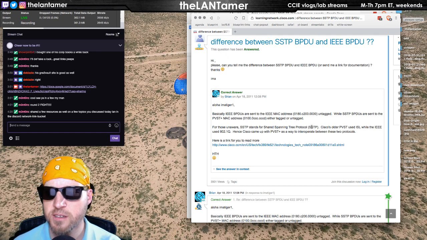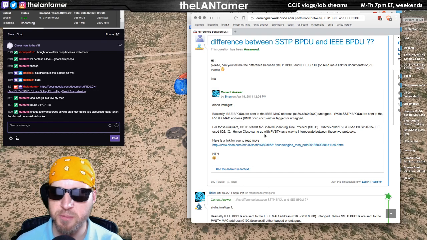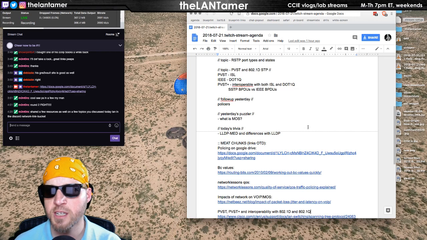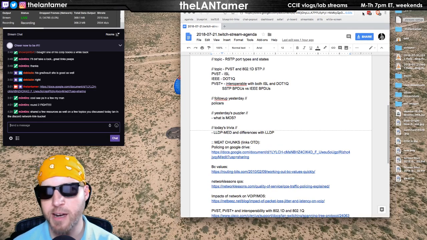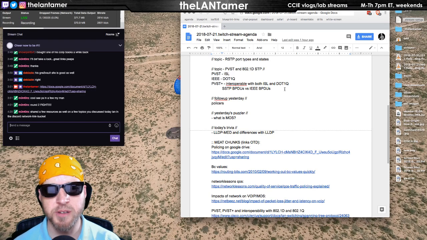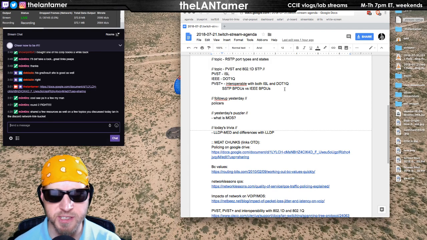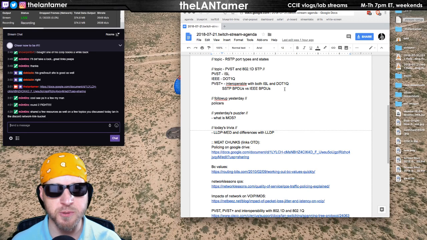Appreciate that. Awesome. Yeah, SSTP stands for Shared Spanning Tree Protocol. Cisco's older PVST used ISL, while IEEE used 802.1Q. Hence, Cisco came up with PVST Plus as a way to interoperate between these two protocols. So yeah, you're actually looking at two different kinds of BPDUs. And you can look at the packet captures, and you can tell by the MAC address, the multicast Ethernet address that's being used. And if you're running Cisco PVST Plus, which any switch since who knows when is going to be running, you're supposed to be interoperable between both kinds of BPDUs. You can send both if needed.